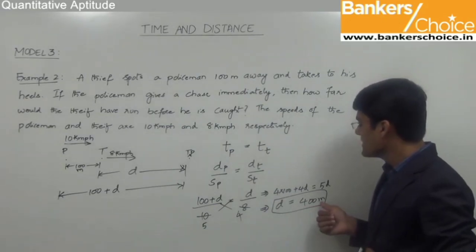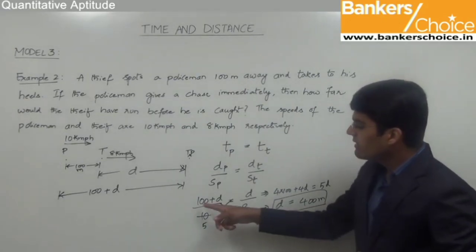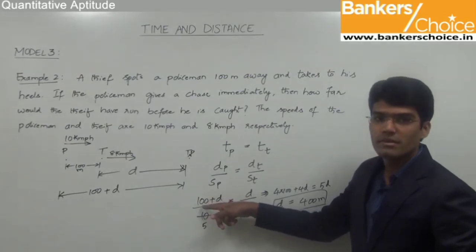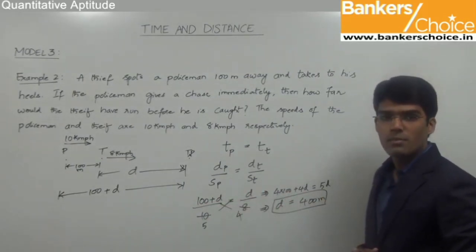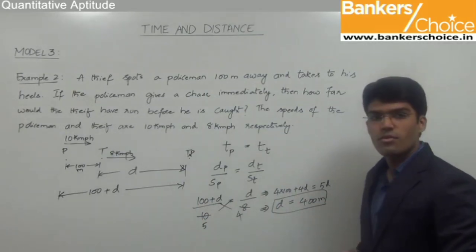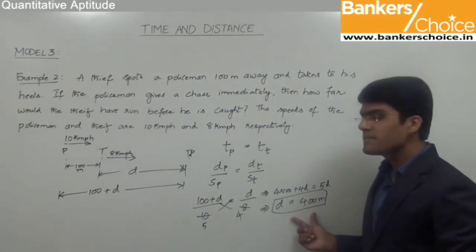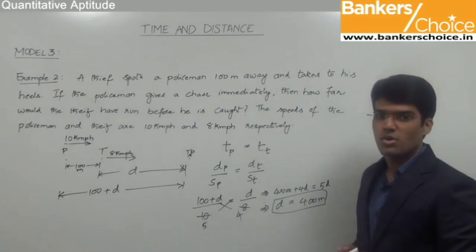Remember, here we are taking the distance in meters because the distance 100 is given in meters. So whatever units are given for the distance, the same has to be used for the obtained answer. So the total distance is 400 meters. So this is the distance which is covered by the thief before he gets caught.